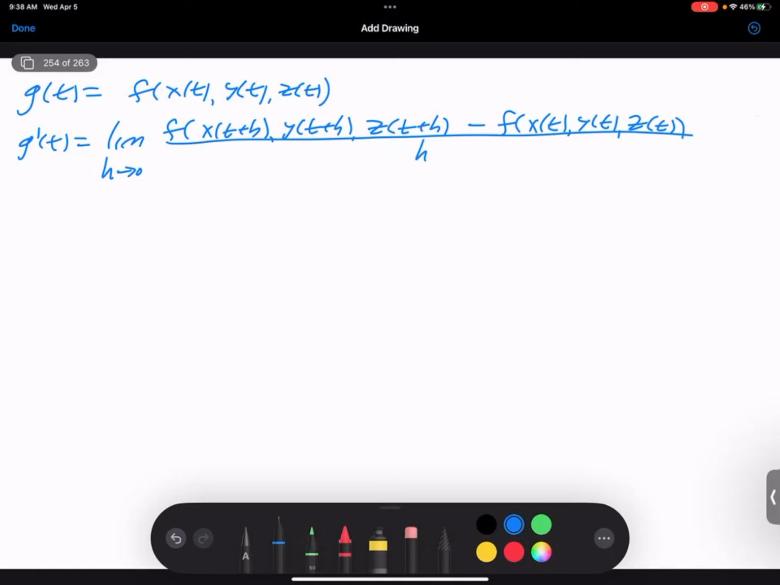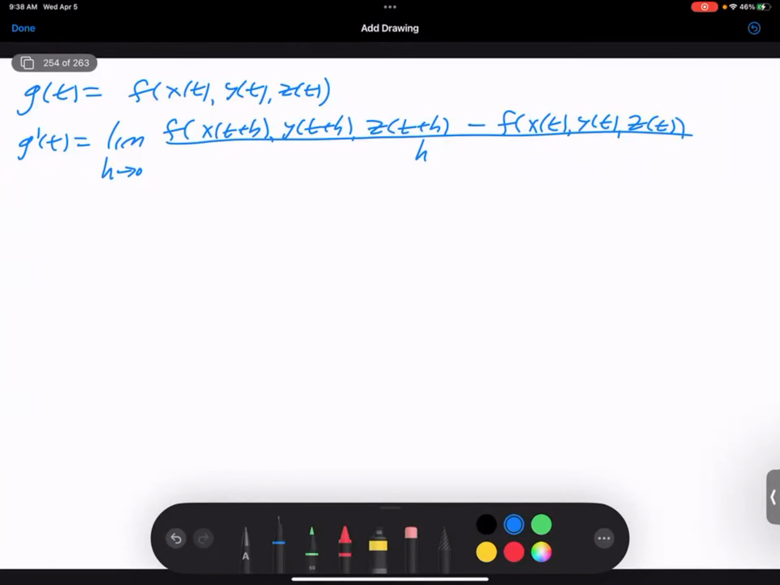Well, imagine we didn't have the y and z components. It would just be f of x of t plus h minus f of x of t over h. That would look like the normal chain rule. And the normal chain rule, let's say the derivative of a of b of x. So maybe remember the chain rule, the derivative of a of b of x would be a prime at b of x times b prime. So we have a little bit of a complication because we have all this other stuff going on. So what we can do is we can start playing some games.